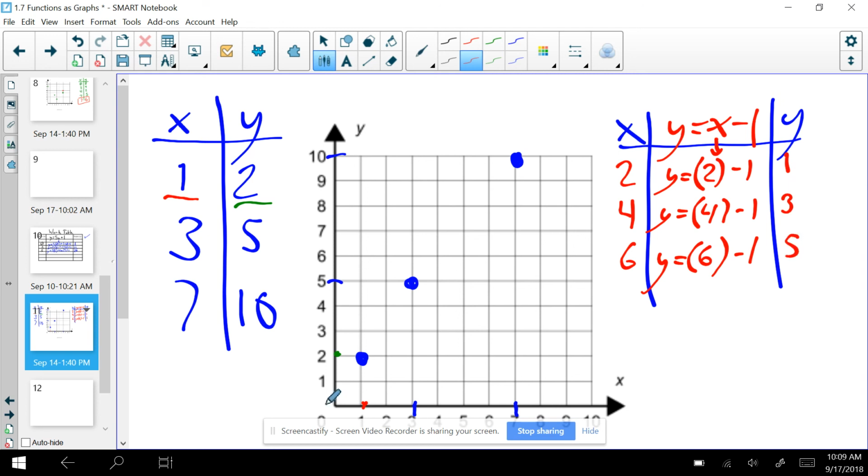So my new points are 2, 1, 4, 3, 6, 5, which would actually make a straight line if we connected the dots. And that is how we can do a work table and plot points onto a grid.